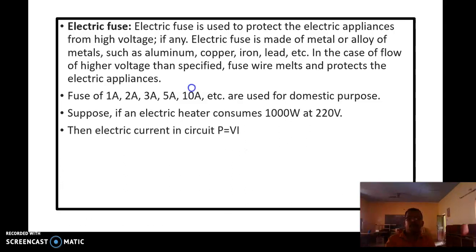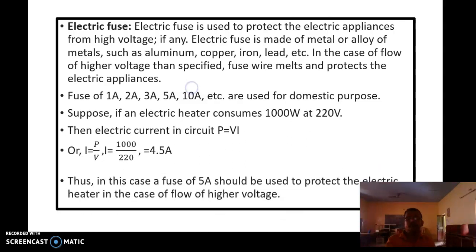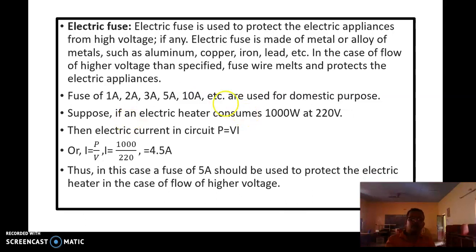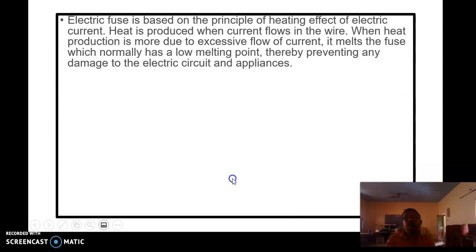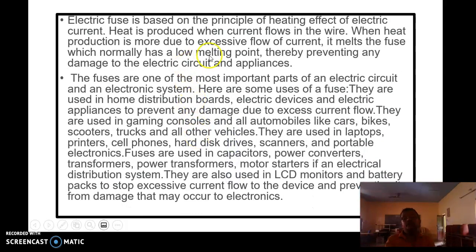So 1000 watt by 220 volt, if you calculate this, then 5 ampere current is used to protect the electric heater in the case of higher voltage. So now this is the electric fuse. Electric fuse is based on the principle of the heating effect of electric current.